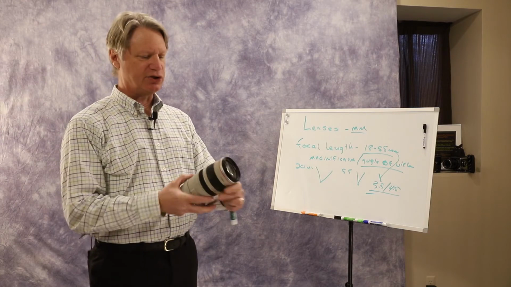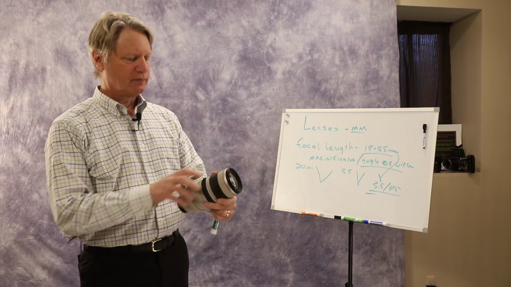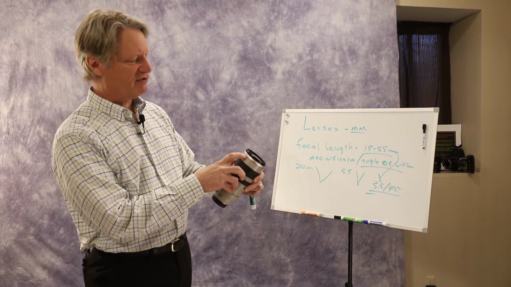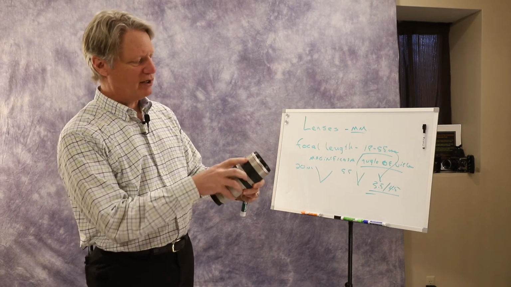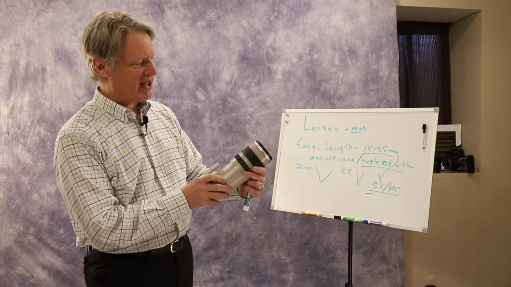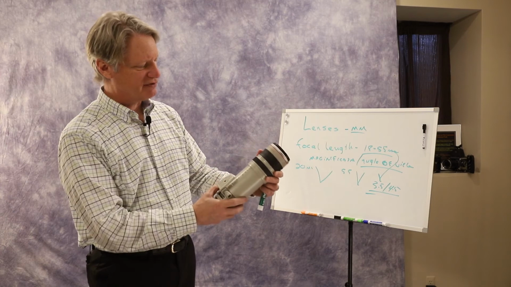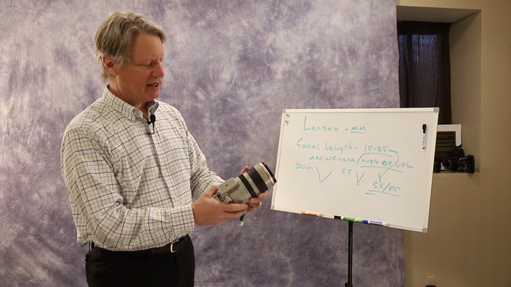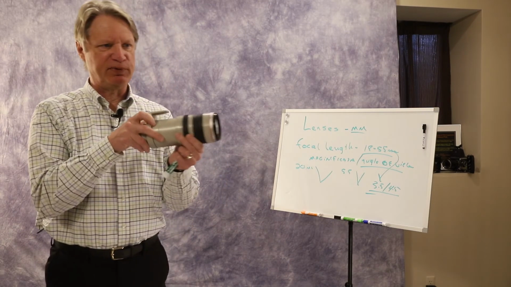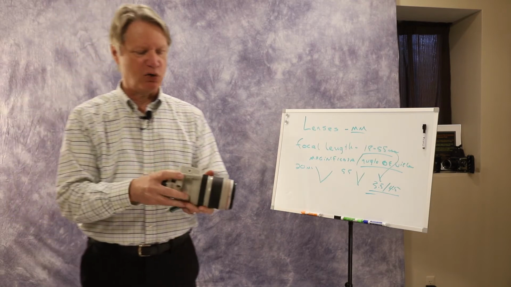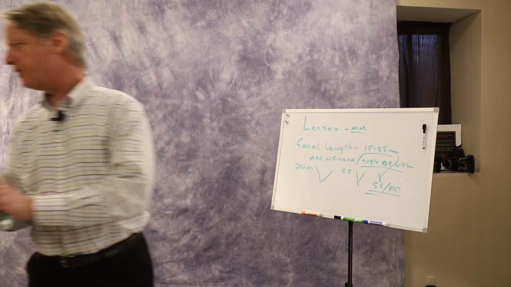And this one changes. It is a f4.5 to 5.6. So at 100 millimeters, it's an f4.5. At 400 millimeters, it's a 5.6. Okay, and I'm going to like this lens a lot. I like the push-pull. It's easy to operate, and it's pretty quick. So I'm pretty happy with that lens.